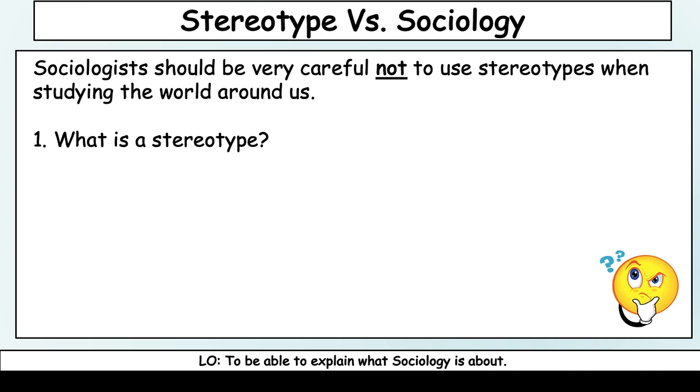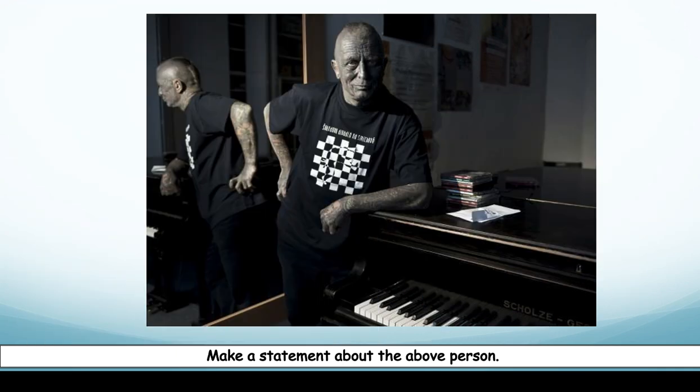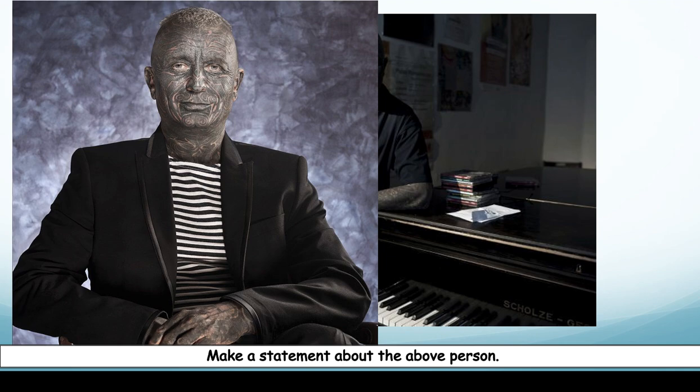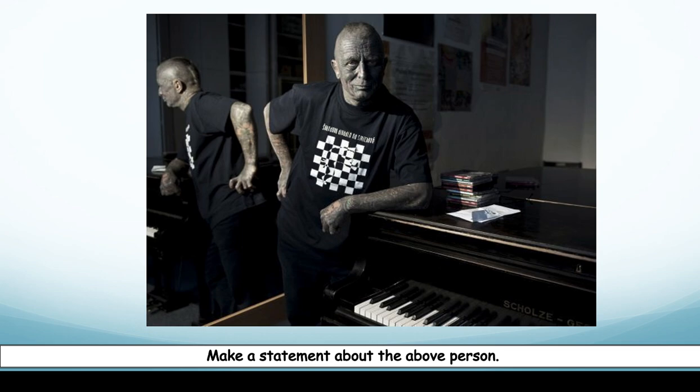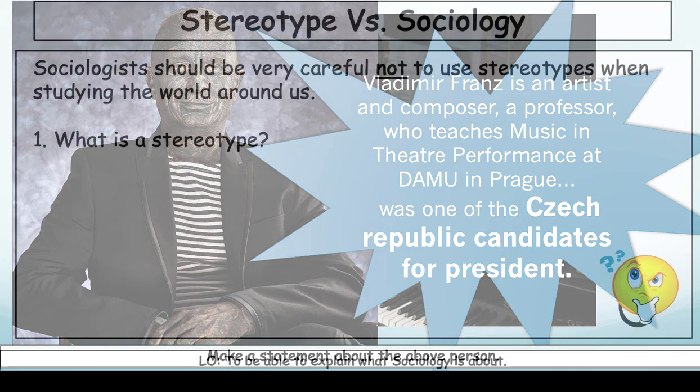As sociologists, we should be very careful not to use stereotypes when studying the world around us. This is very important because it doesn't matter what image we see, it doesn't matter how we've seen this person, we tend to make statements because we have learned and we've listened to people who often make statements about people and institutions and situations without necessarily having facts and knowledge on a specific situation or a subject or a topic.